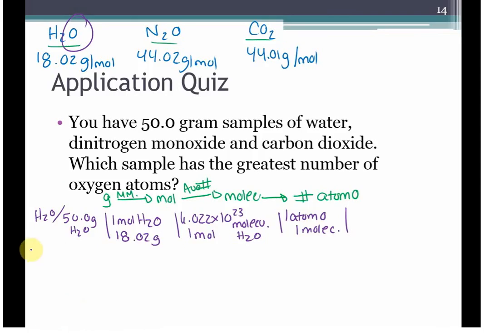Okay, so in our calculator at this point, we can enter 50 times 6.022 times 10 to the 23rd, and then divided by 18.02. And that's going to give us 1.67 times 10 to the 24th atoms of oxygen.